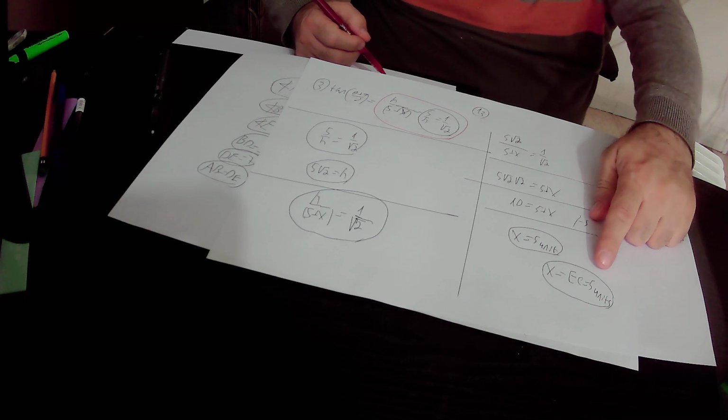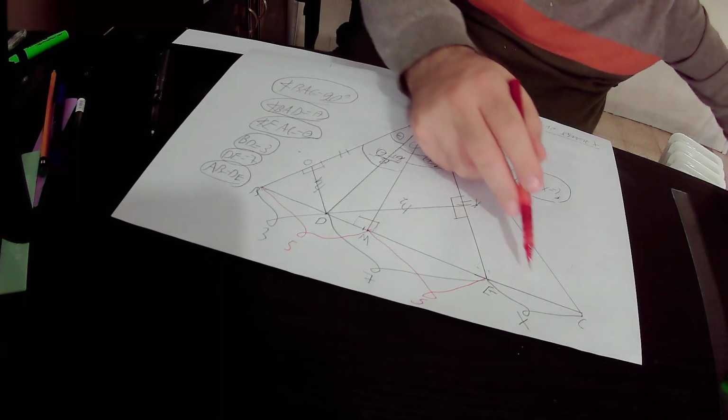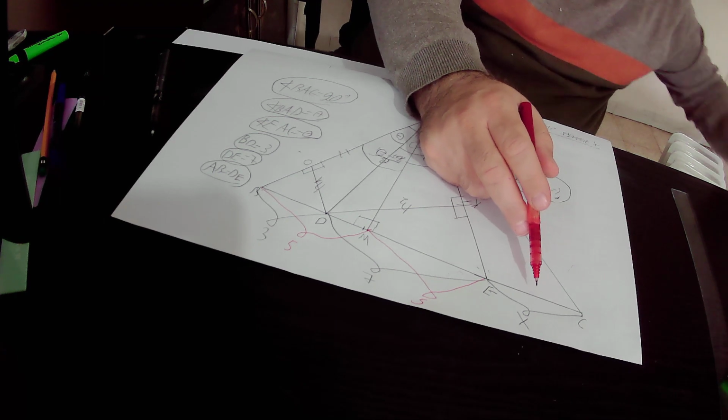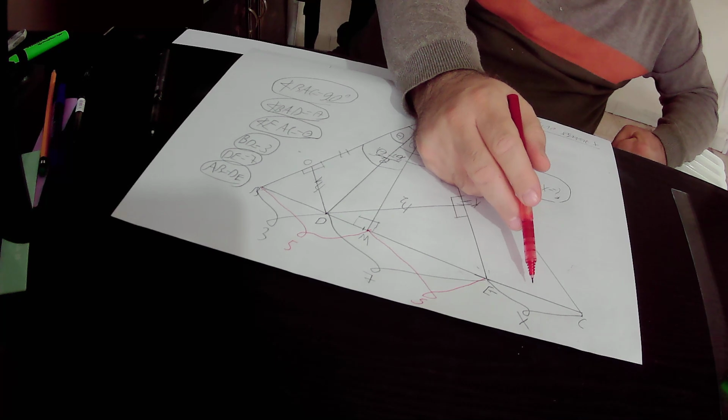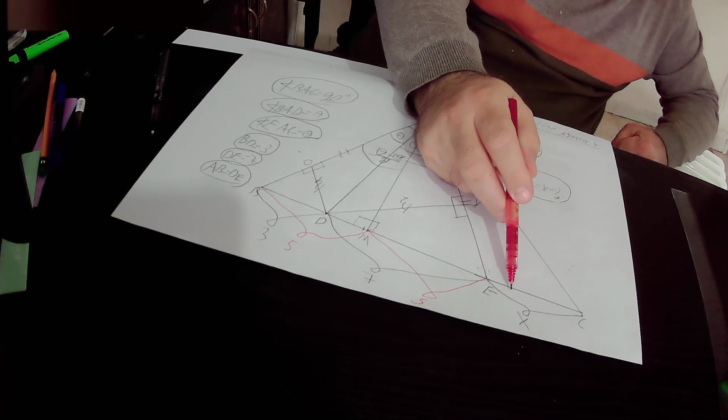So x, which equals CE, equals 5 units. So we found here that x, which equals EC, is equal to 5 units. So the answer to the question is that x, which is equal to EC, is equal to 5 units.